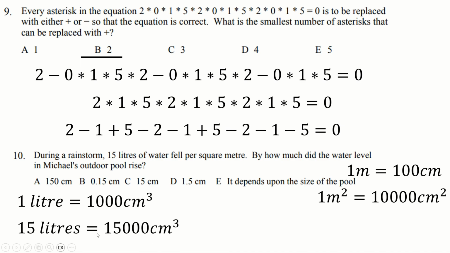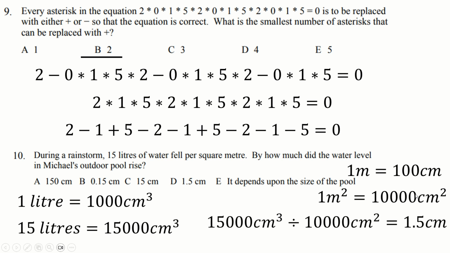So we've got this amount of water falling per this. So let's just do this divided by this to find out how much has risen. Of course, all the zeros cancel, you just get 1.5. So that will be our answer.